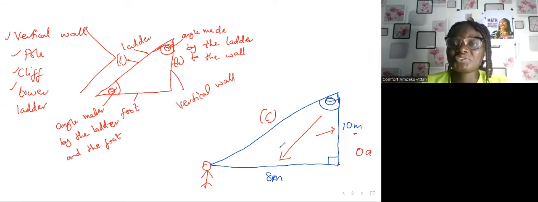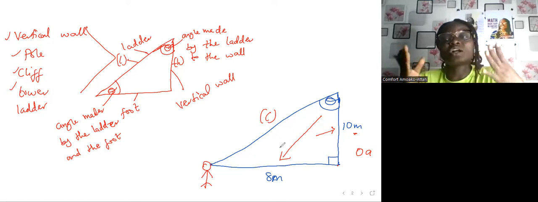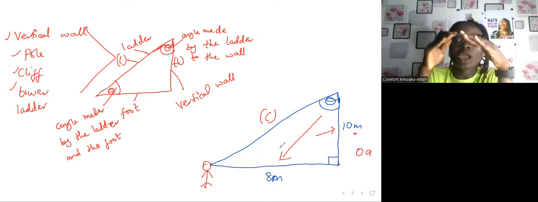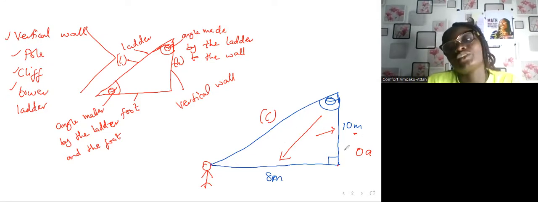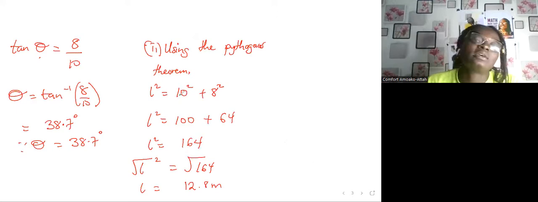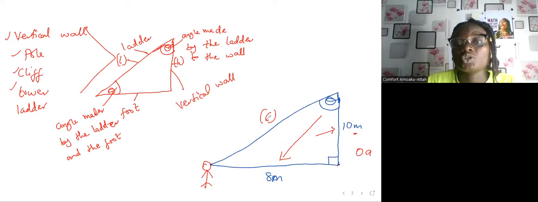And you know the Pythagoras Theorem? The Pythagoras Theorem says that the square of the hypotenuse is equal to the sum of the squares of the two other sides, okay? And that is what we have here. So using the Pythagoras Theorem, we are going to have L squared is equal to 10 squared plus 8 squared.